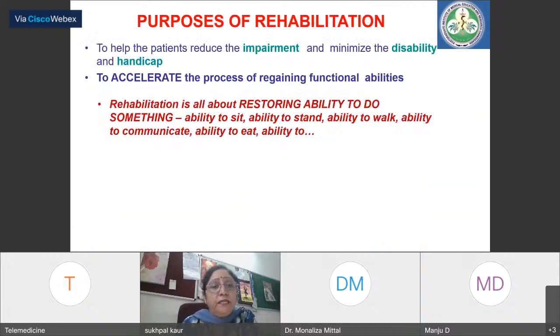So the purpose of rehabilitation is to help the patient decrease the impairment as well as possible and to minimize the disability and handicap of the person. Its purpose is also to accelerate the process of regaining functional abilities. Like the robotic devices I mentioned, they can really accelerate the process of regaining motor power in these patients. So rehabilitation is all about restoring the ability to do something, increasing the ability to sit, stand, walk, communicate, eat, and do all the day-to-day activities of the person.